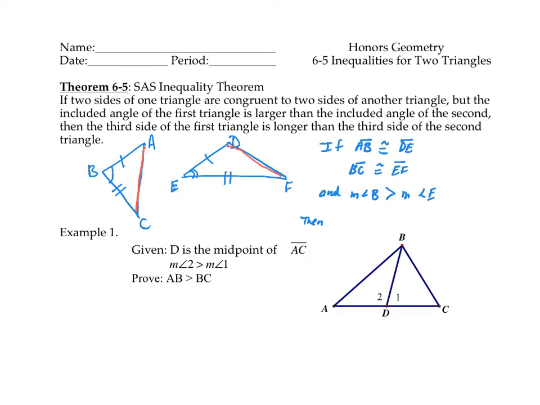So if two sides of one triangle are congruent to two sides of another triangle, but the included angle of the first triangle is greater than the included angle of the second triangle, then the third side of the first triangle is longer than the third side of the second triangle. So again, AC, the third side of the first triangle, must be greater than DF.